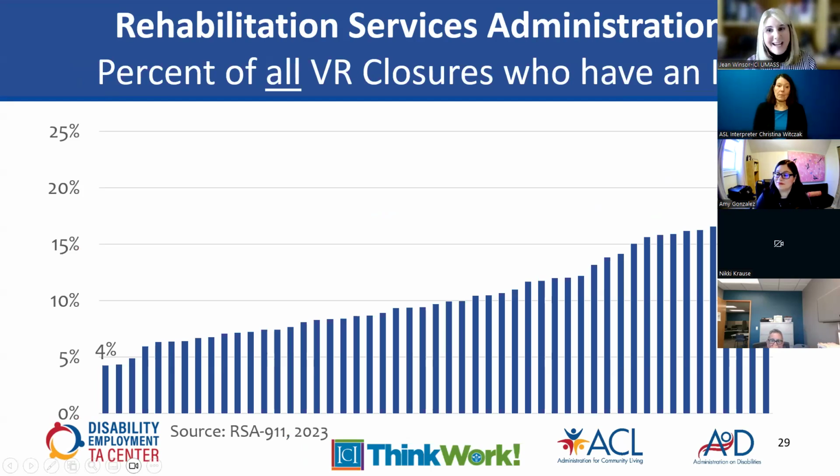And then that variation. So the percentage of all vocational rehabilitation closures in a state where the individual has a diagnostic code of an intellectual disability. And very similarly to the IDD survey data, that range is pretty significant. And so again, you can look at this information on a state-by-state basis from the state data website, stateofthestates.info or the ThinkWork state data website. And so next slide.